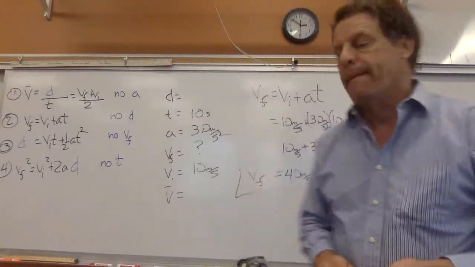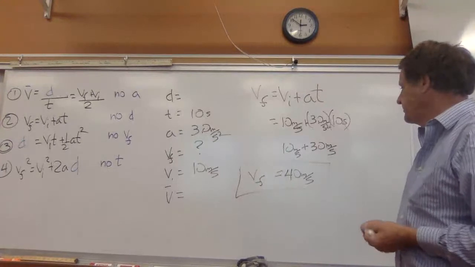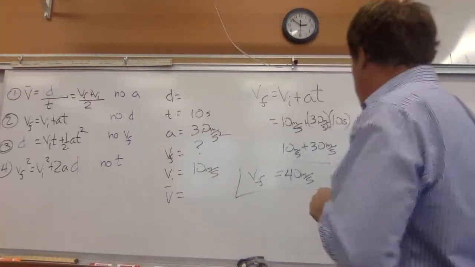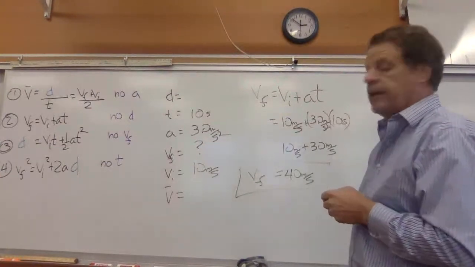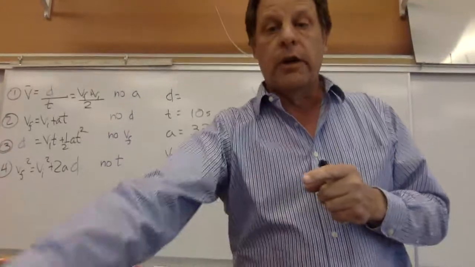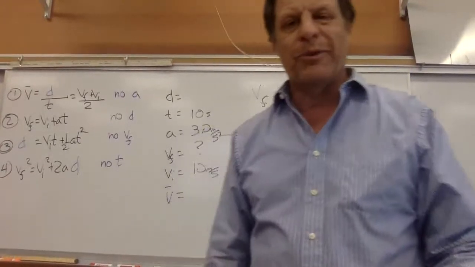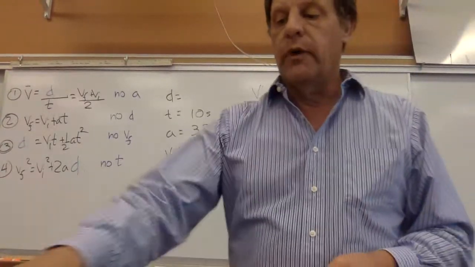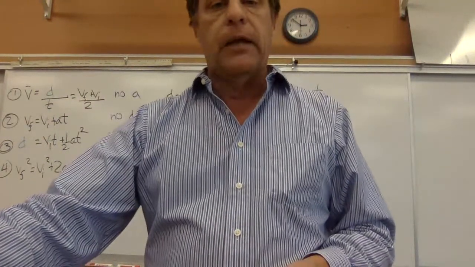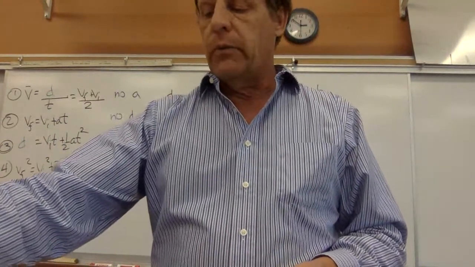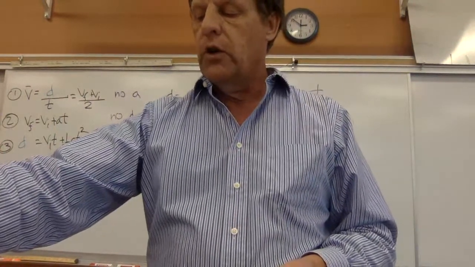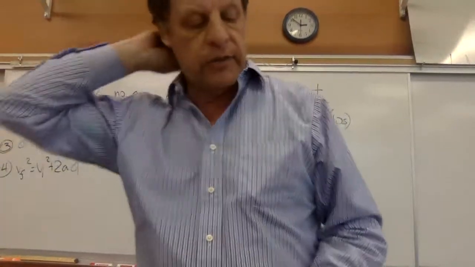Okay, and there you have the final velocity, and that is the answer to number 2 in review number 3. Okay, so let's move on, and we're going to do number 3. Number 3 says, a bike starting at rest accelerates at 2 meters per second for a distance of 24 meters. Find the bike's final velocity.